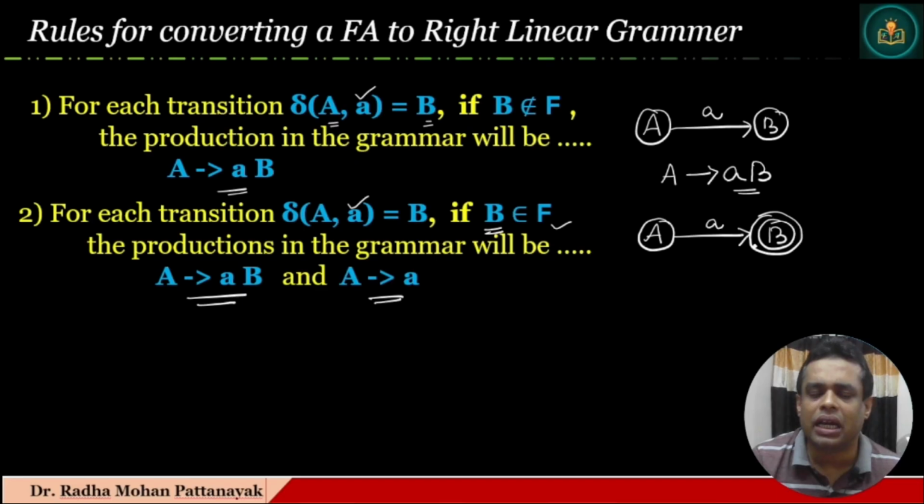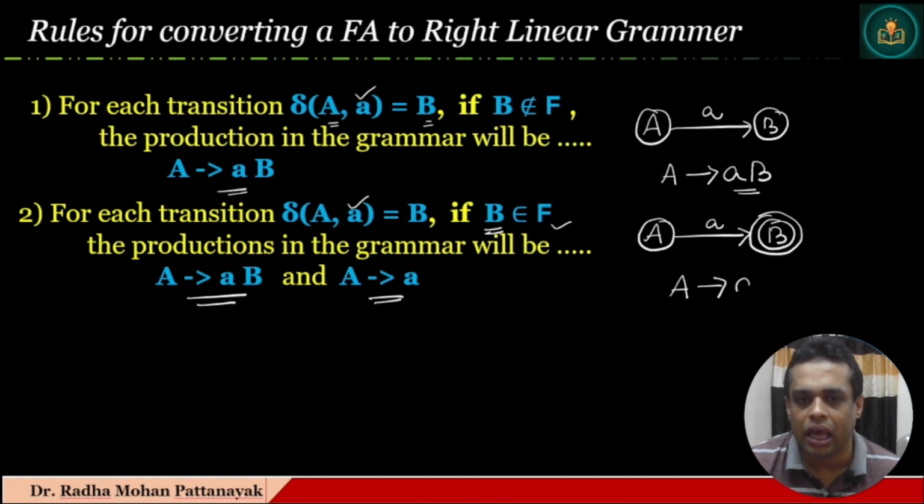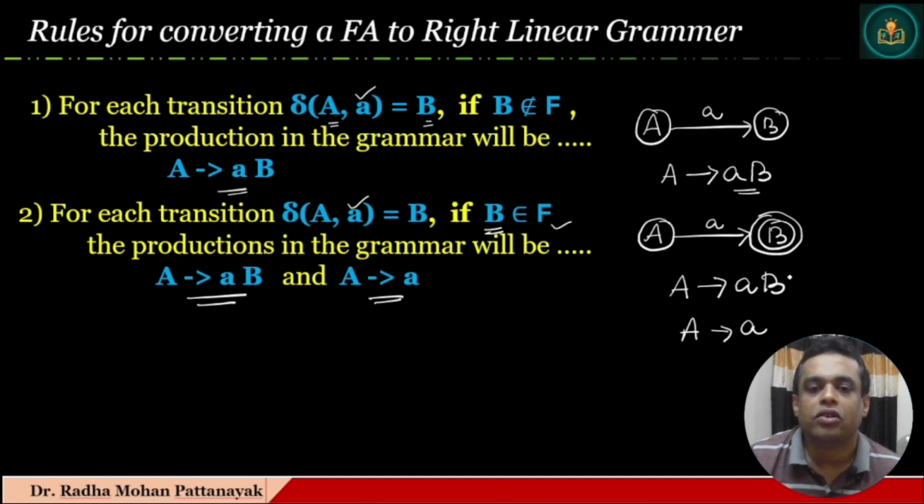That means here in the transition the initial state is A and that will become the left side of the production. We will write A produces the terminal followed by the reachable state. What is the terminal here? a, then the reachable state is B. Hope it is clear. Then, apart from this, we need to write another production, that is A produces small a. So if the transition happened between two states where the reachable state is a final state, for this we need to write two productions. But if the reachable state is a non-final state, for this we will write only one production.